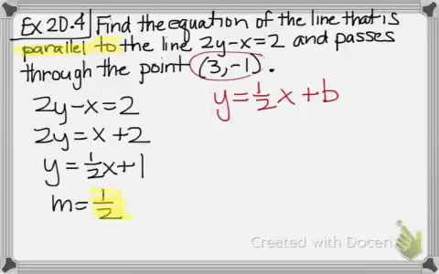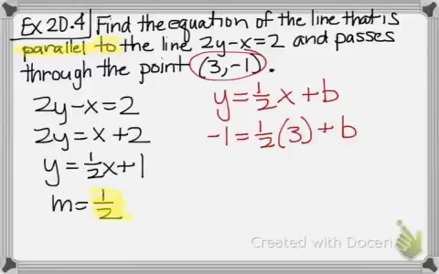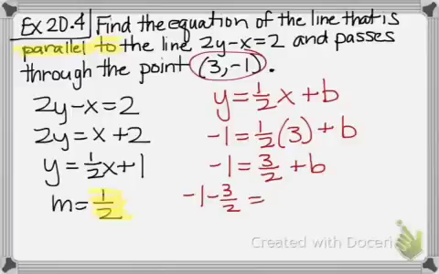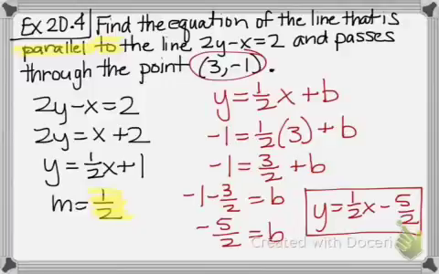What we need to find now is b, and in order to find b, we're going to use the point 3, -1. We have an x and a y, so we'll plug that in for x and y. We get -1 is equal to 1/2 times 3 plus b. So -1 equals 3/2 plus b. When I subtract 3/2 from both sides, I end up with -5/2 is equal to b. So now I have the slope of my new equation and I have the y-intercept of my new equation, so I can put them together. y equals 1/2 x minus 5/2.